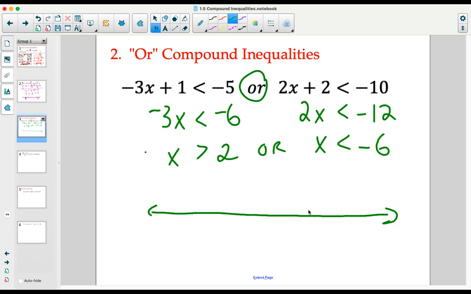In the case of this example, we have 2 and -6 as the beginnings of the two regions. We are greater than 2, we are less than -6, and those two combined will make up our solution set.